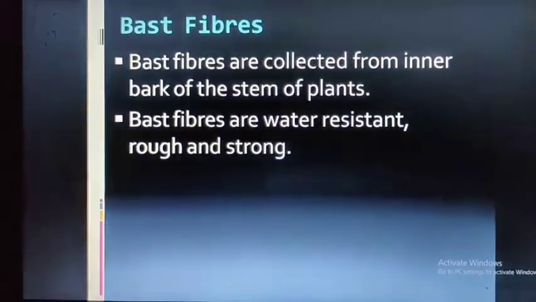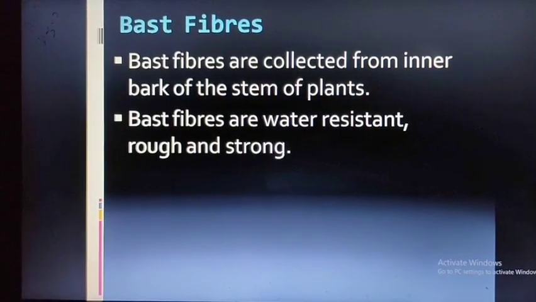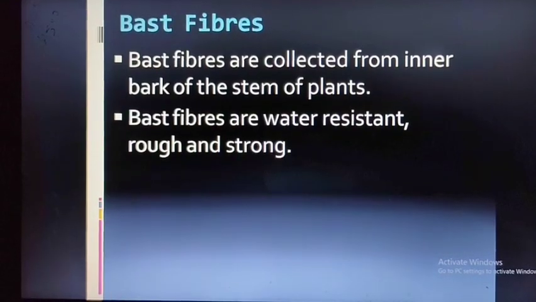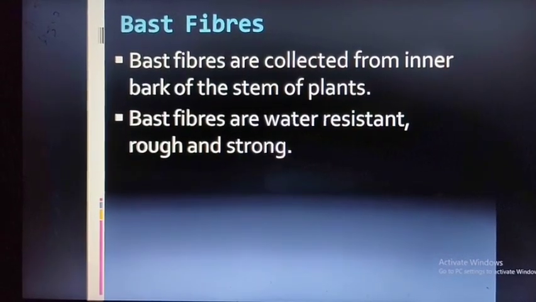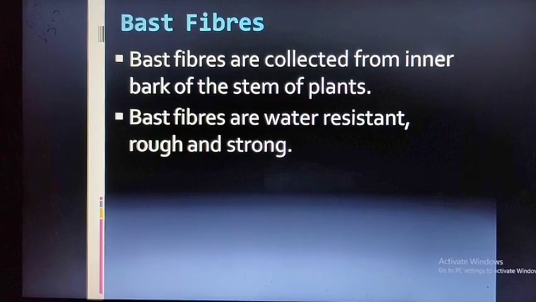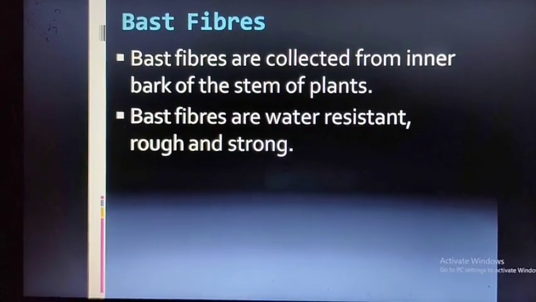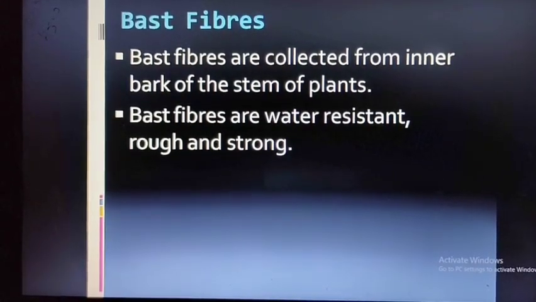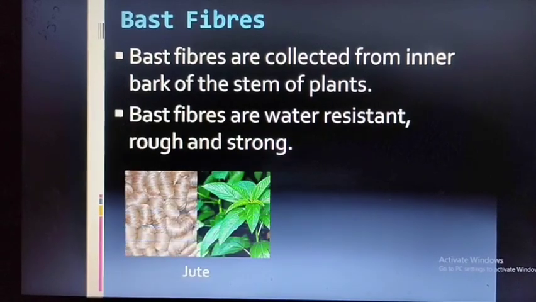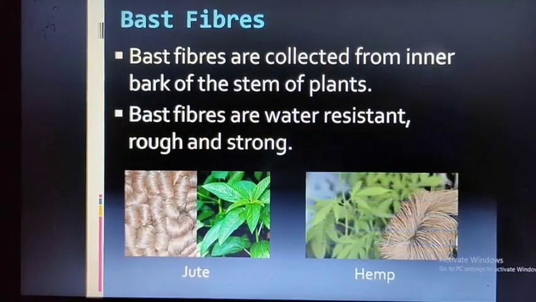Now the second type of fiber is bast fiber. Bast fibers are collected from inner bark of the stem of plants. Bast fibers are water resistant, rough and strong. Can you guess the example? Yes, jute fibers and hemp. These are the examples of bast fibers.